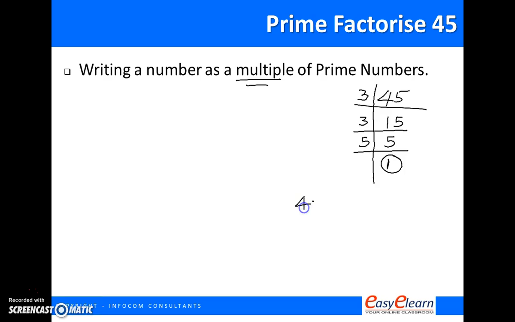So I can write 45 as a product of primes like this: 3 times 3 times 5. We can also write it as 3 power 2 times 5. The power 2 is because there are two 3s repeated here. That is written as 3 power 2 times 5.